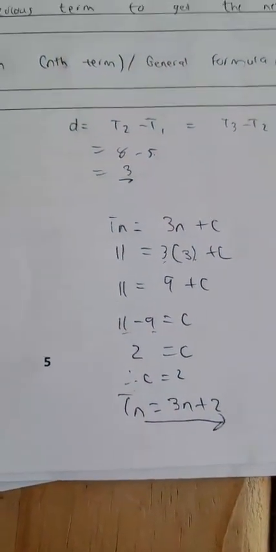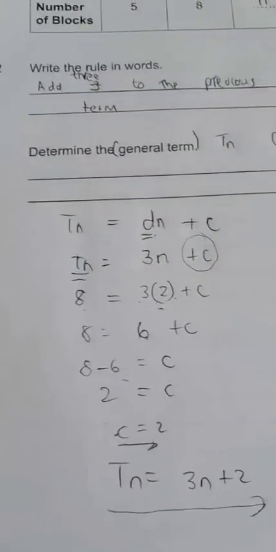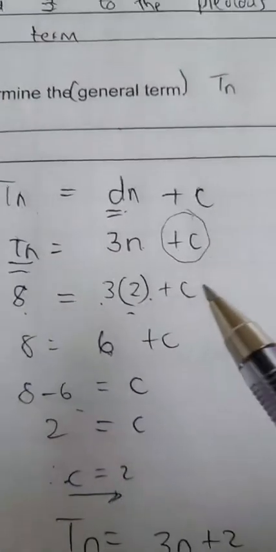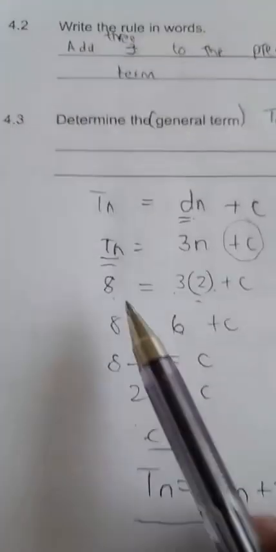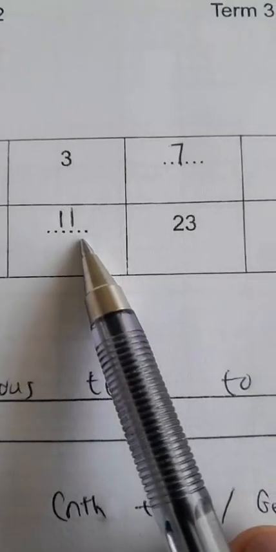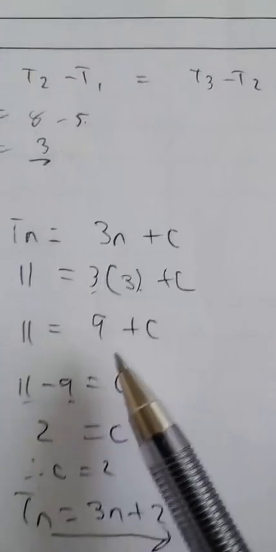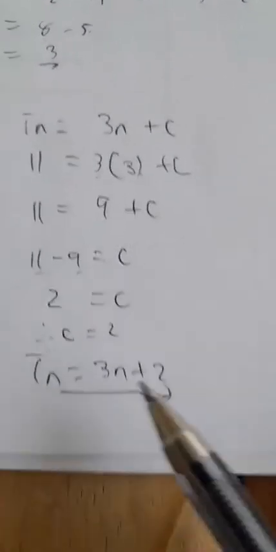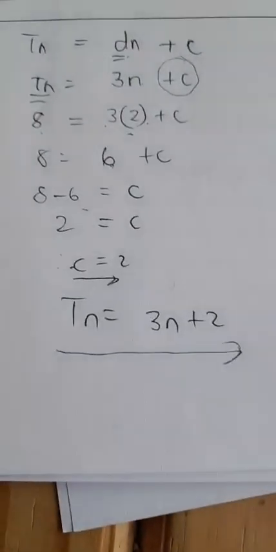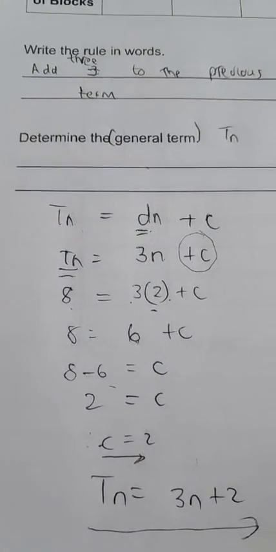No, you are not at all, Anna. You could use term 1, you could use term 2, as long as when you substitute the value of the term, you substitute its position. Remember, the value of the term 8, its position is 2. And I still get C is equal to 2. If I take the value of term 3, which is 11, then I substitute its position. I still get a C value of 2. So our rule remains as Tn is equal to 3n plus 2, no matter which value of which term I decide to substitute.